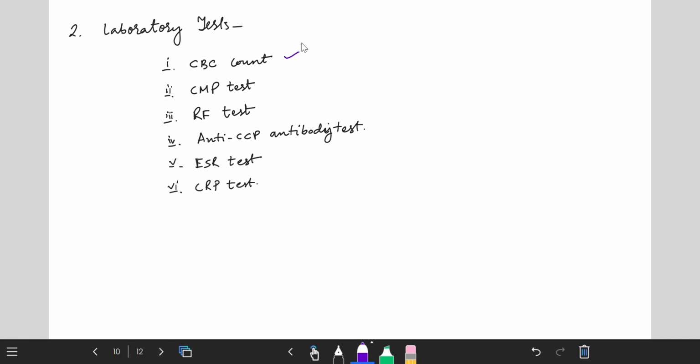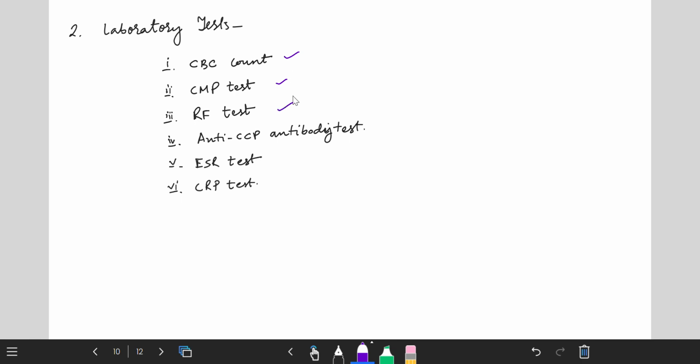First one is the CBC count. What is the full form? Complete blood count, which shows if there is any kind of mild anemia associated with rheumatoid arthritis. Second one is CMP, the comprehensive metabolic panel test, which measures 14 different substances to check your body's chemical balance and metabolism, like glucose level, albumin, sodium, potassium, bicarbonate, alkaline phosphatase, alanine transaminase, aspartate transaminase, bilirubin, etc.